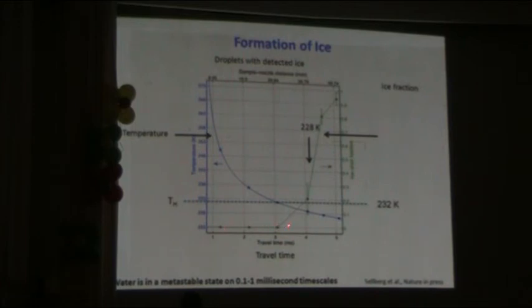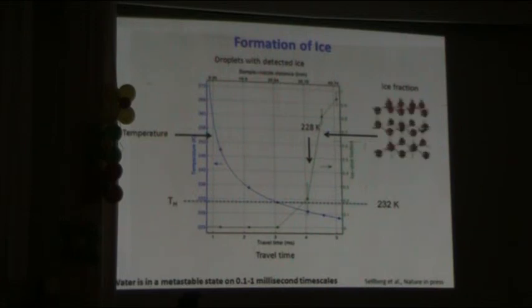Here's the fraction of shots that contain ice, respectively water. So we see no ice crystal until we are well below the temperature of homogeneous nucleation. But even at 227 Kelvin, we still have a fraction of the order of a few hundred droplets that have remained liquid at 227 Kelvin.